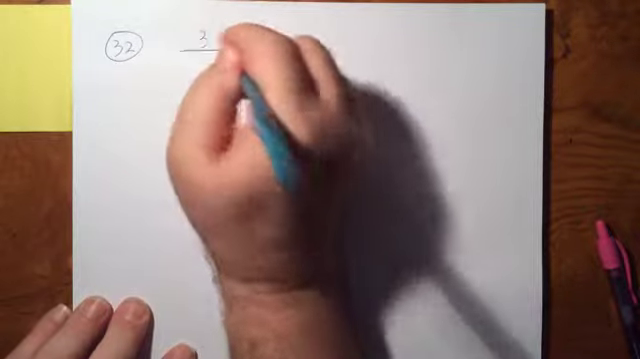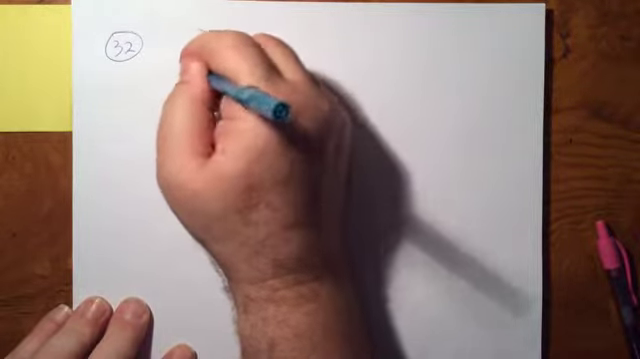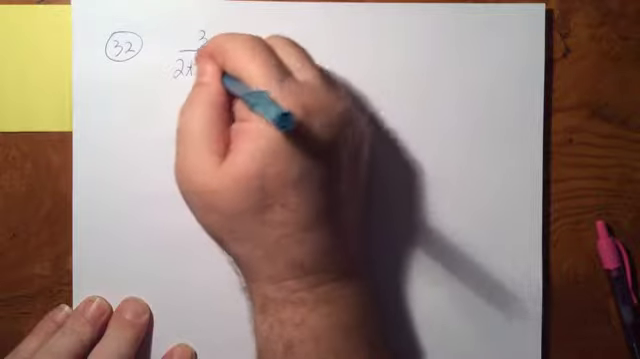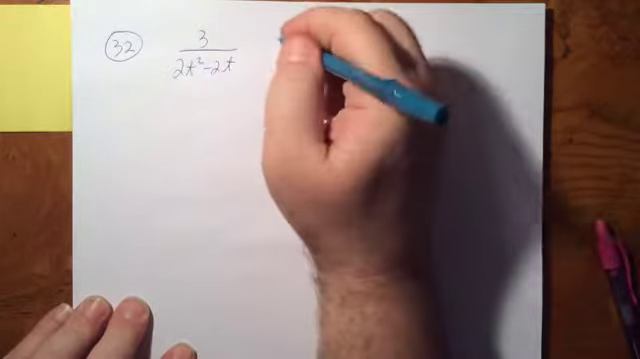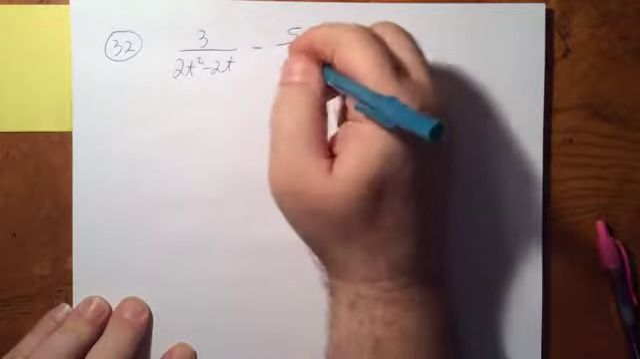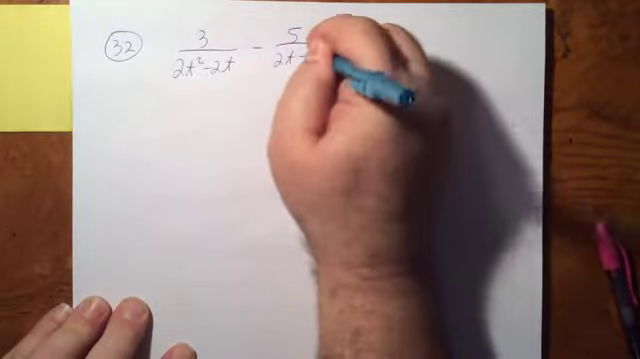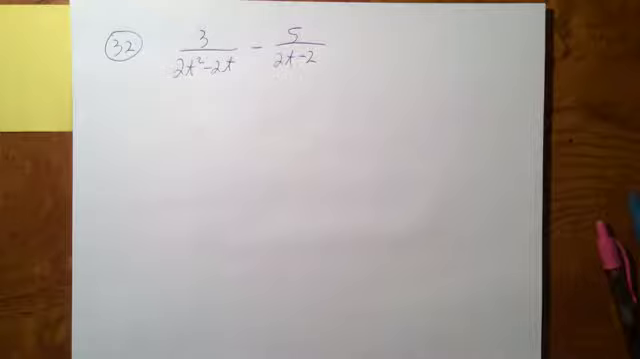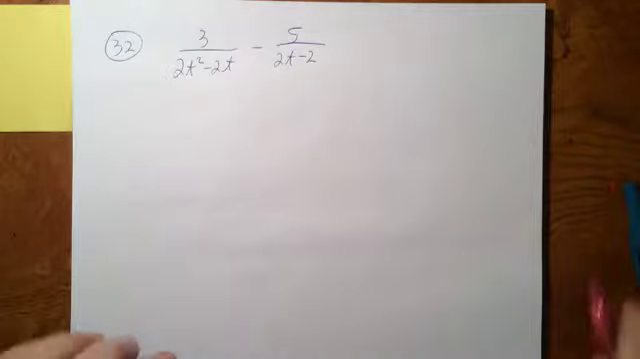We have 3 over 2t squared minus 2t minus 5 over 2t minus 2. So let's see what happens with the factoring in this question and go from there.